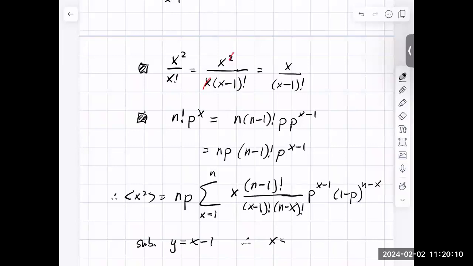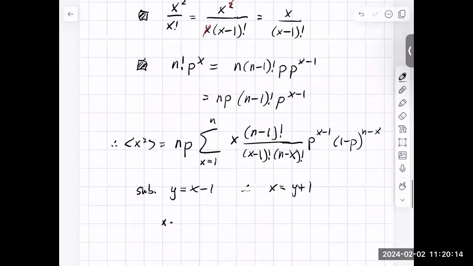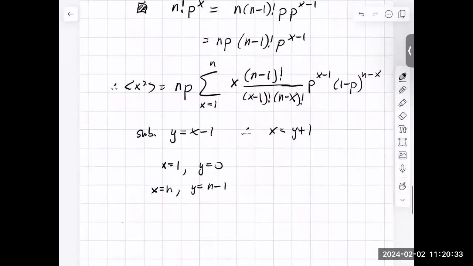Therefore, x is equal to y plus 1. When x equals 1, y equals 0. When x is equal to n, y is equal to n minus 1. Okay, so we're going to make that substitution. And let's see, what are we going to be left with?